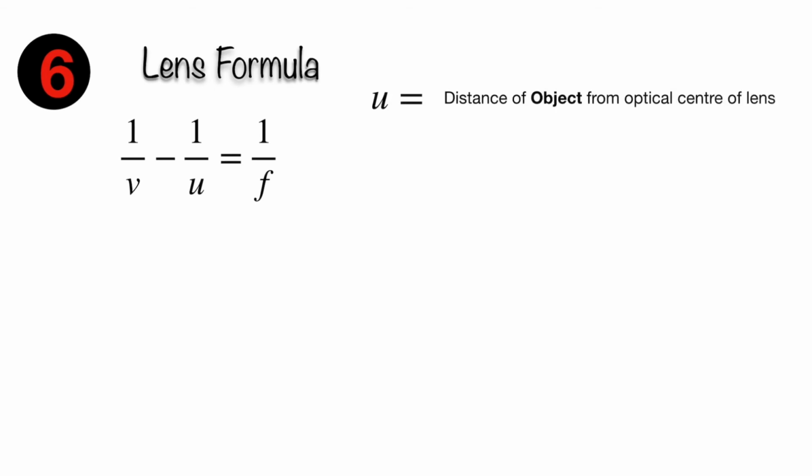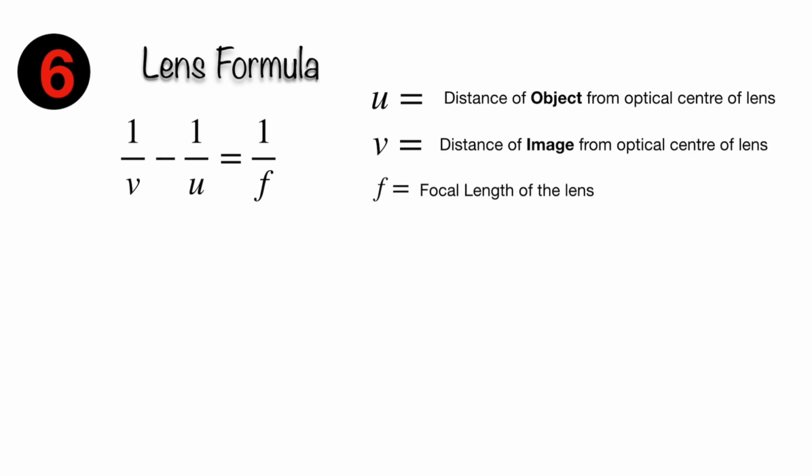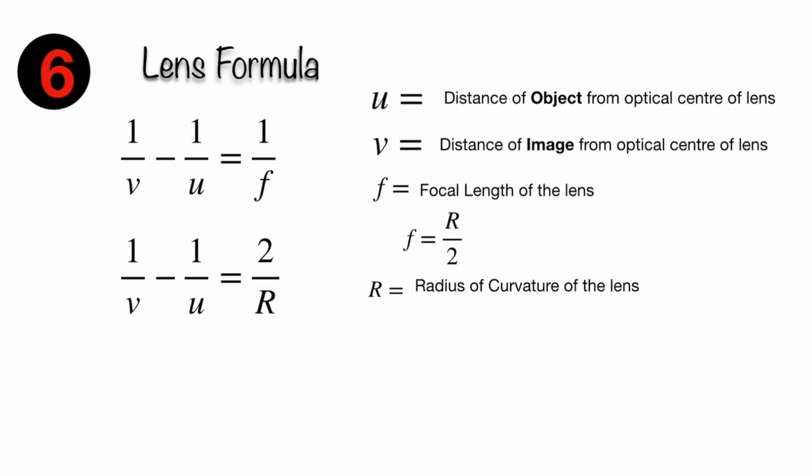Number 6 is lens formula, which is a relation of v, u and f, similar to what we have seen in mirror case. So here again u is the object distance, v is image distance and f is focal length of the lens. And all these distances are measured from the optical center of the lens. And this optical center is the geometric middle point of any lens. Now since focal length is half of the radius of curvature, the formula can be rewritten in the form of u, v and R.